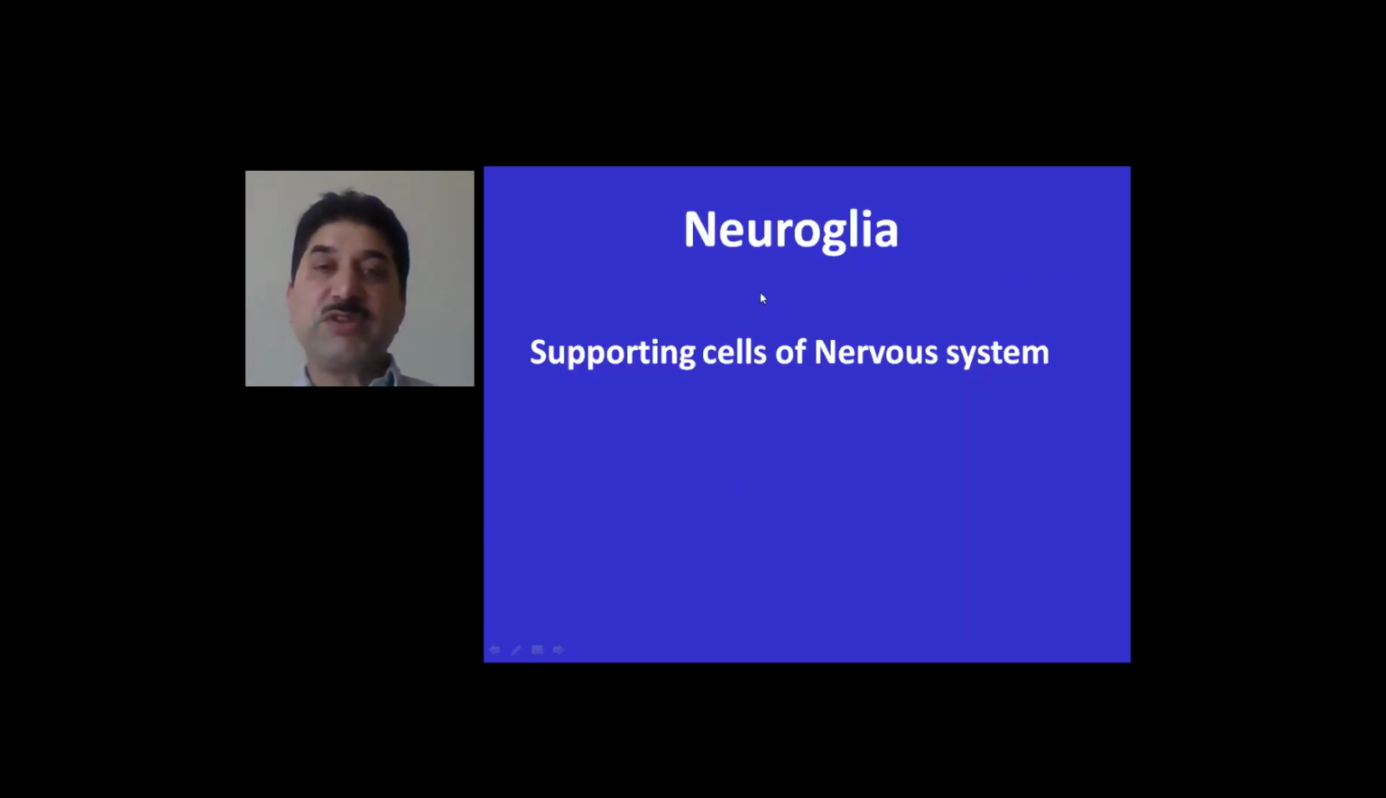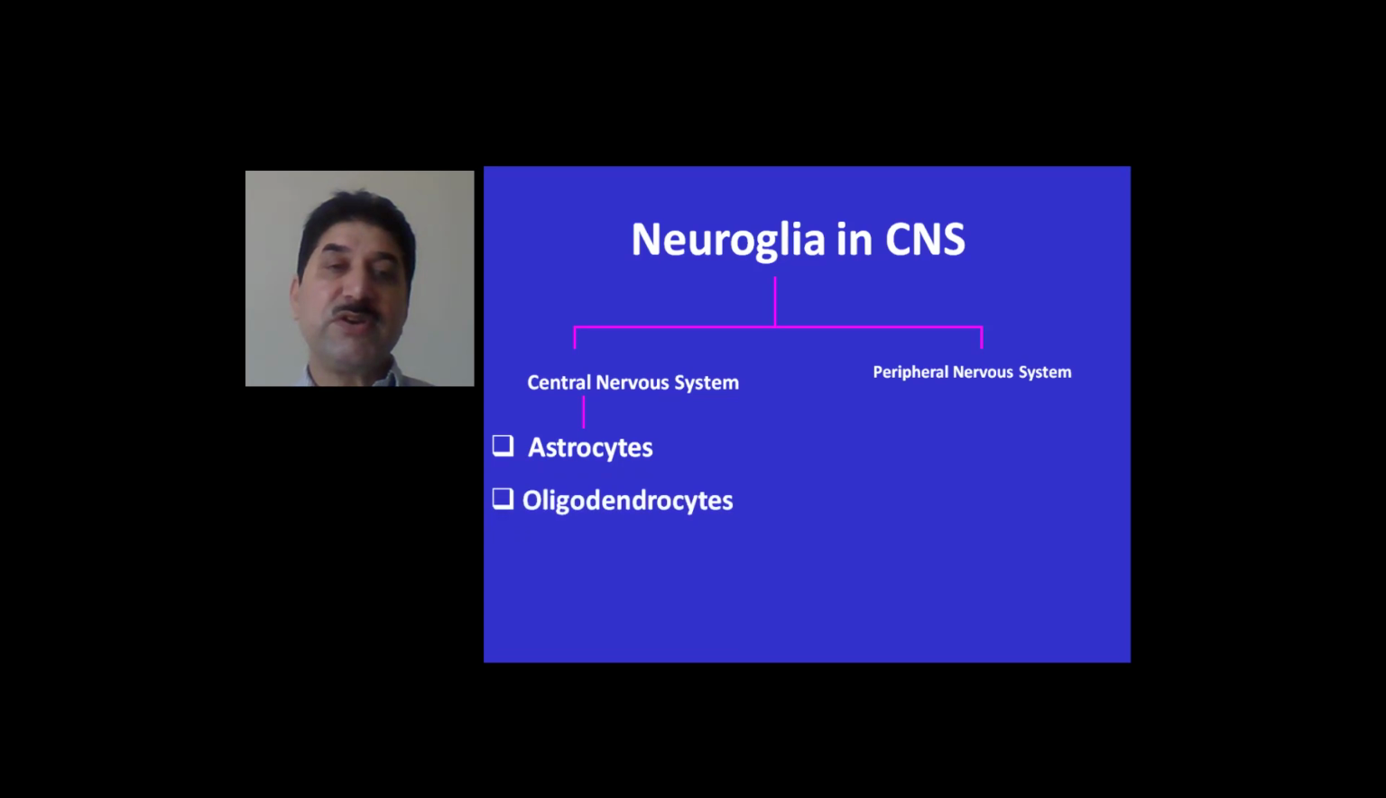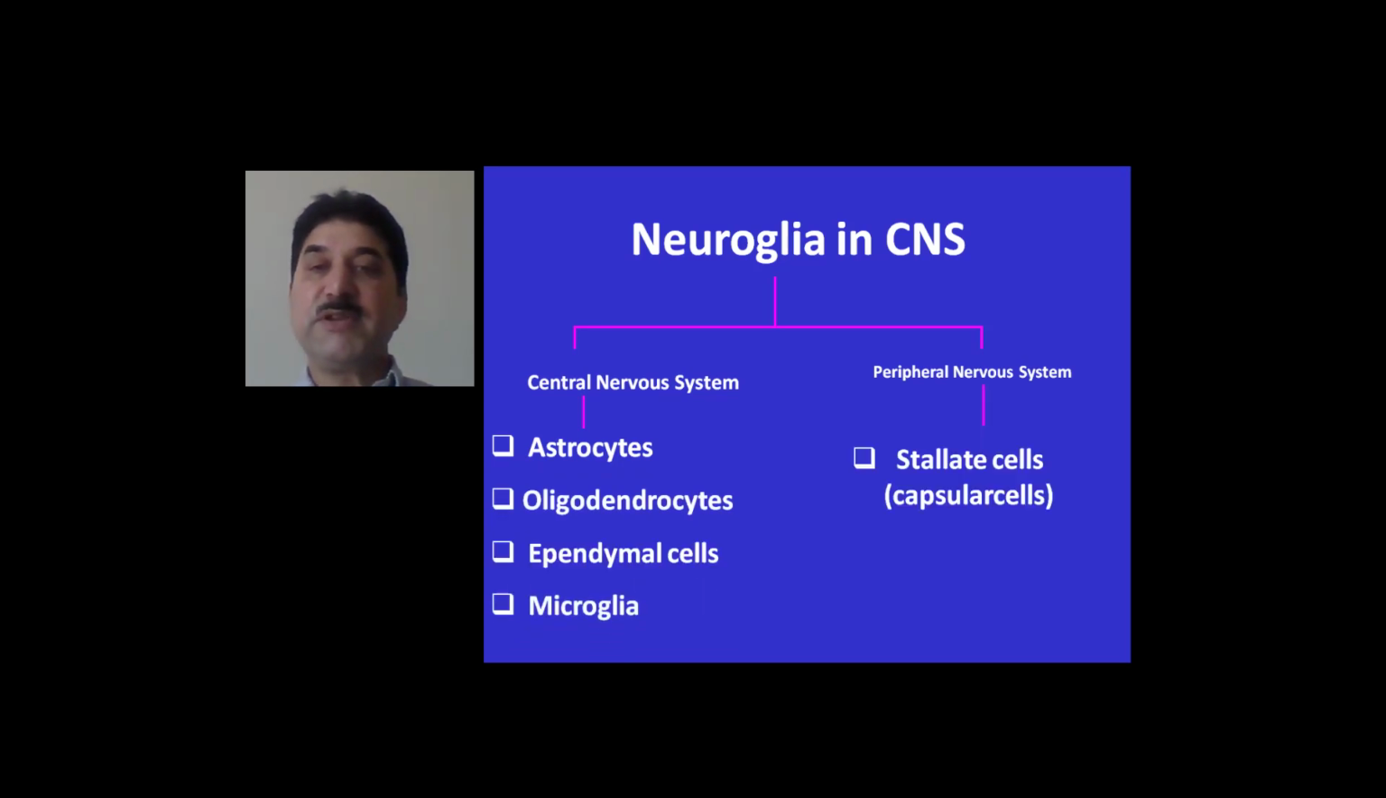In addition to axons, the other types of the cells which are found in the nervous system are called the supporting cells of nervous system. The supporting cells are neuroglia. Nervous system is divided into central and peripheral nervous system. In the central nervous system, we have astrocytes, oligodendrocytes, ependymal cells, and microglial cells. In the peripheral nervous system, they are in the form of satellite cells or capsular cells and Schwann cells.